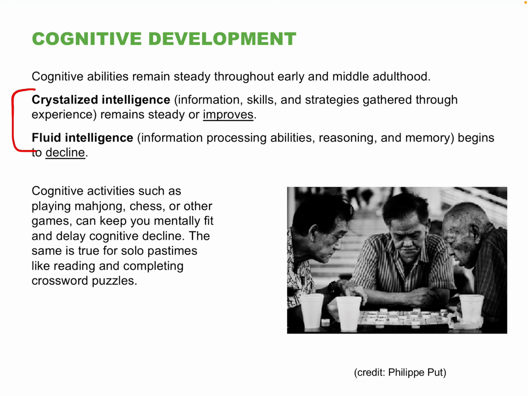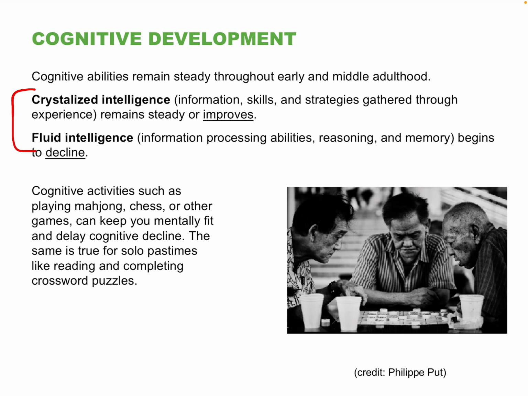So crystallized intelligence is our ability to remember facts and information, right? Learn specific skills. So think of the word crystallized. They become very solid, right? Very solid and stable types of knowledge, for example, gathered through life experience, through reading, through life experience.